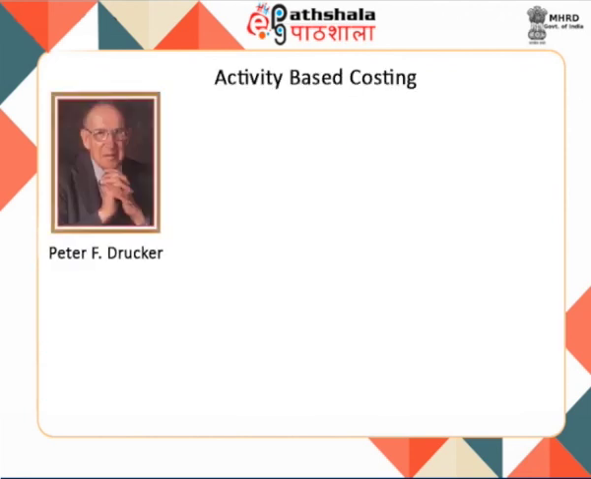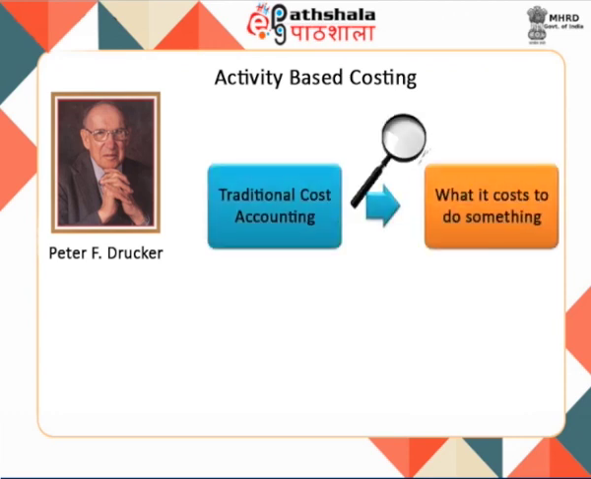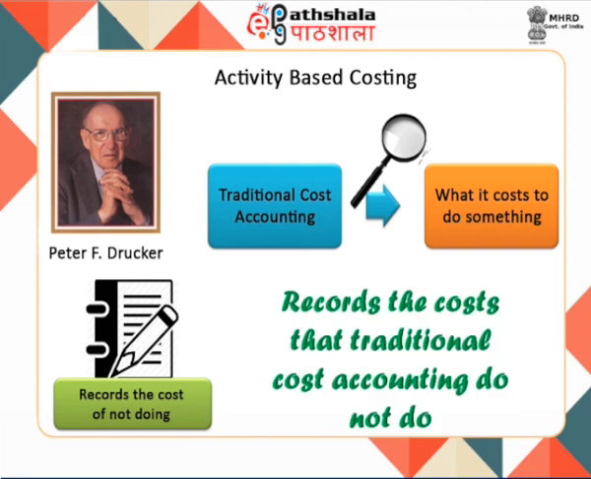Peter F. Drucker states that traditional cost accounting focuses on what it costs to do something, for example, to cut a screw thread. Activity based costing also records the cost of not doing, such as the cost of waiting for a needed part. Activity based costing records the costs that traditional cost accounting does not.